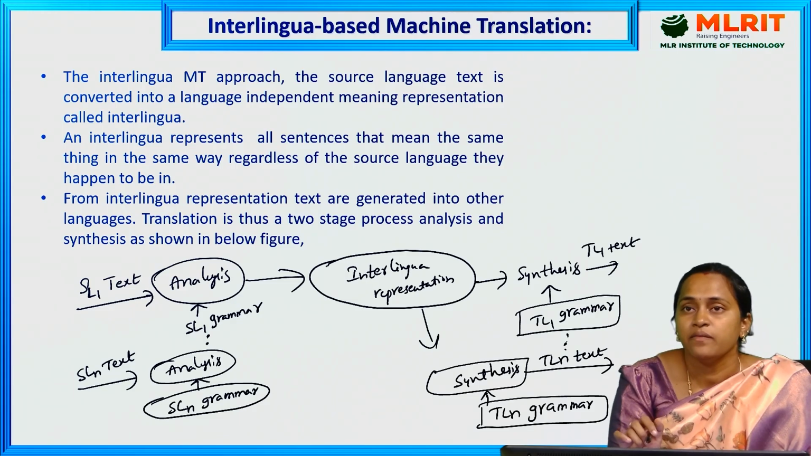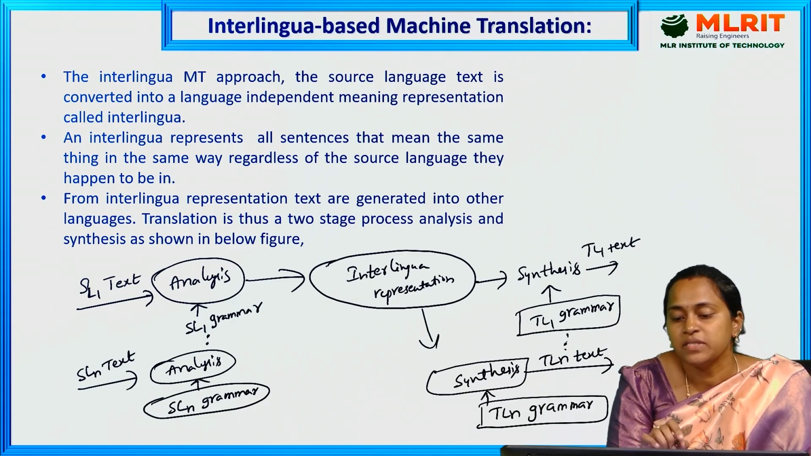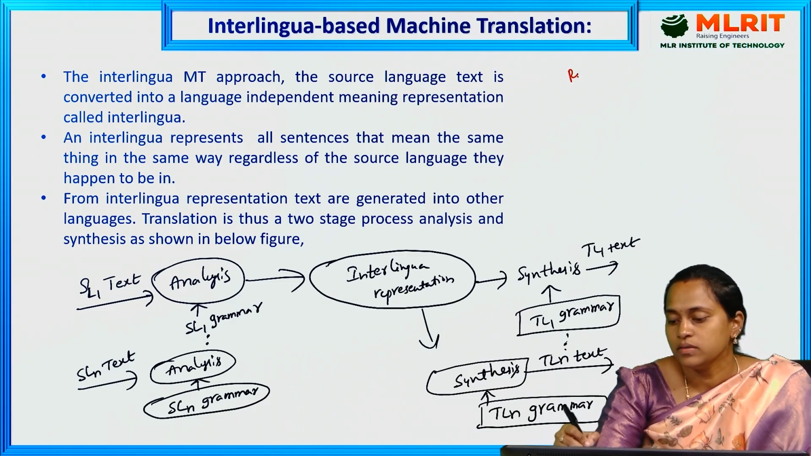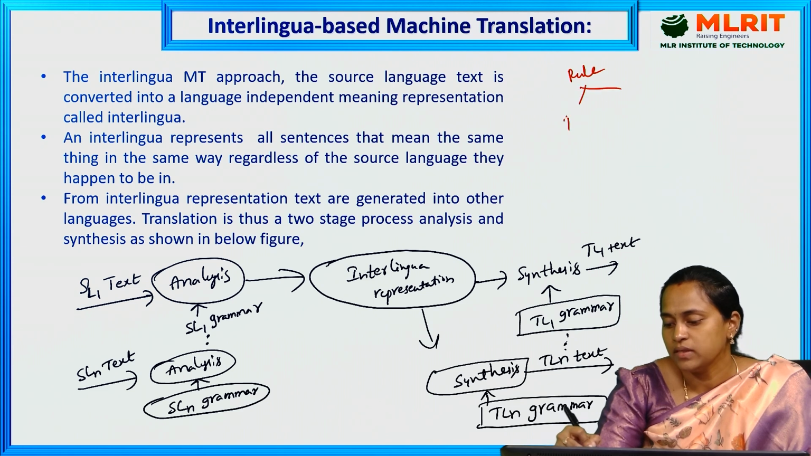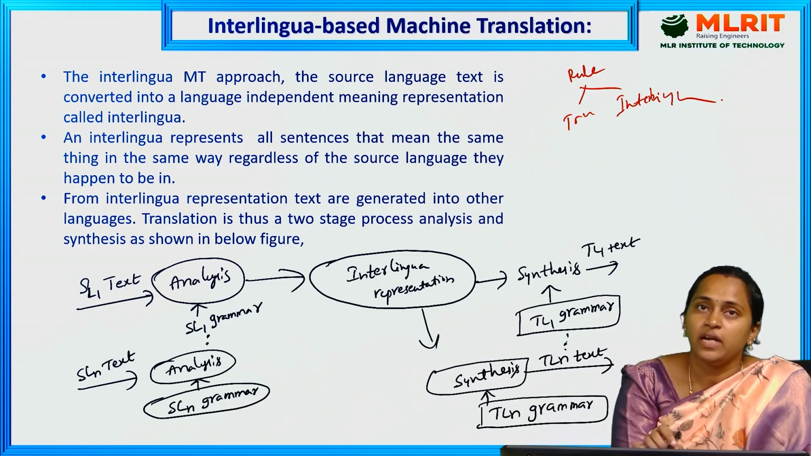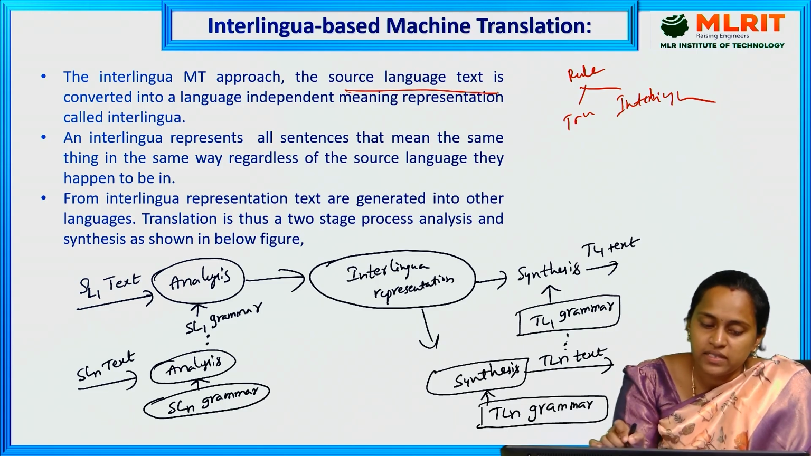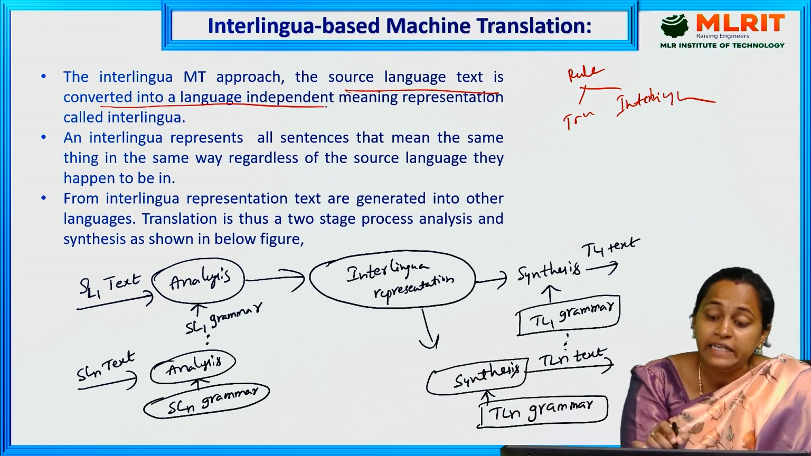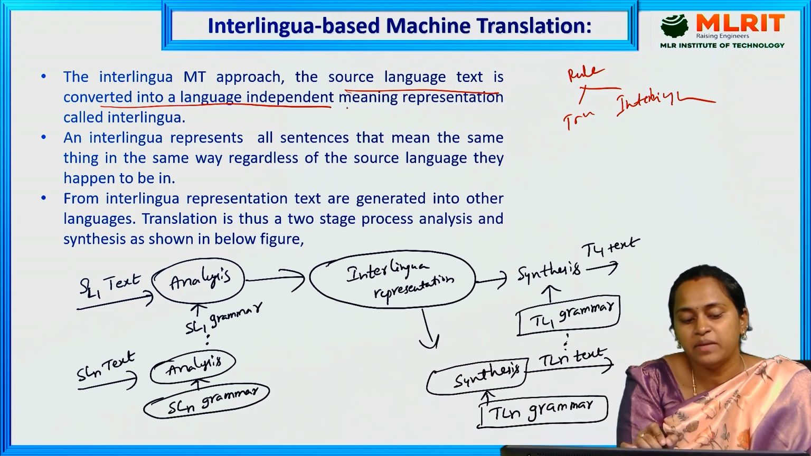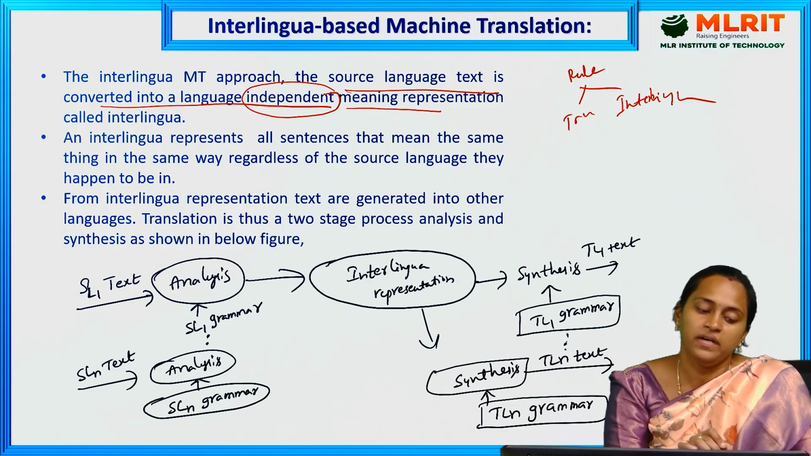Next, the second one, interlingua-based machine translation. This is all rule-based, under rule-based, transfer and interlingua, right? So what is the meaning of interlingua? The source language text is converted into a language-independent meaning representation. Independent meaning representation is called interlingua.